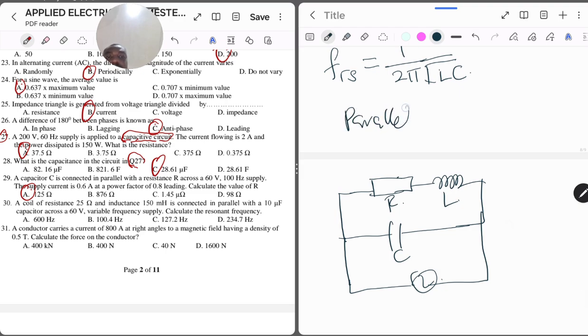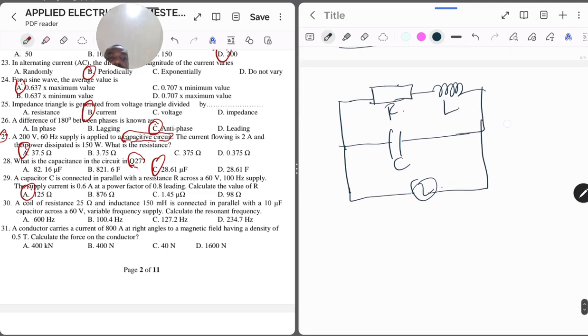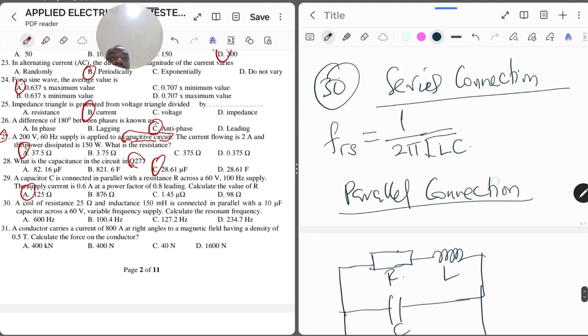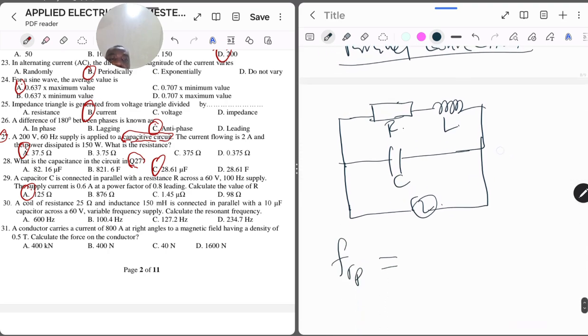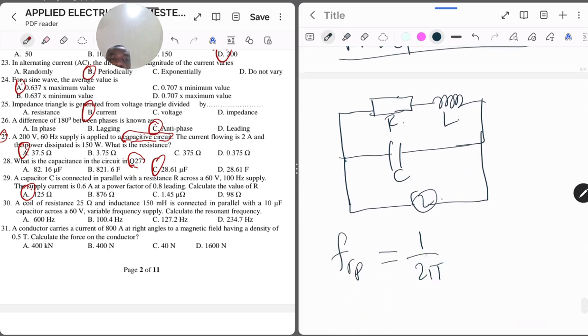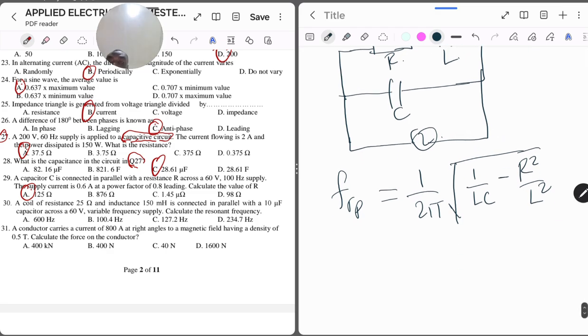in parallel is similar to the series connection, you just modify it a bit. The parallel resonant frequency will again be 1 over 2 pi, but this time multiplied by the square root of 1 over LC minus R squared over L squared. So you just modify the formula a bit, and once you've done this, you replace the values.